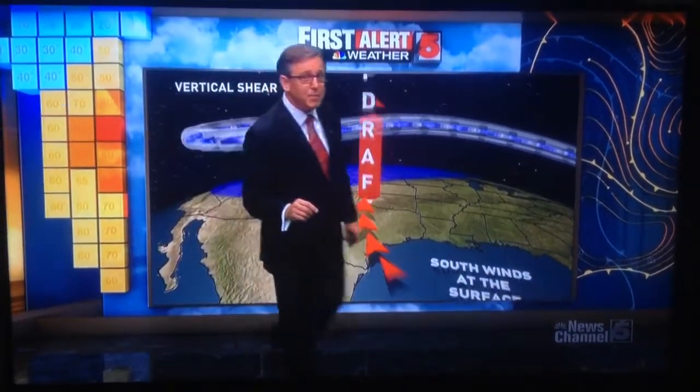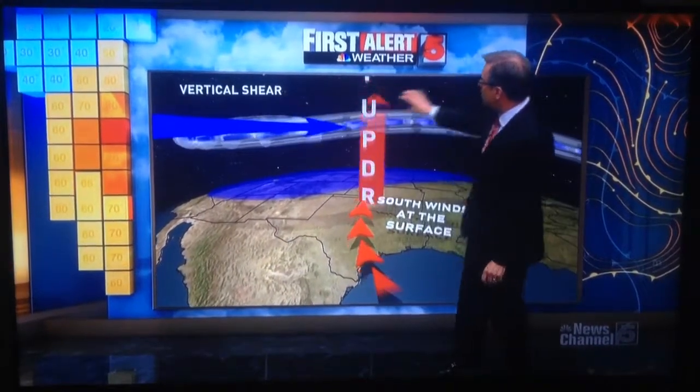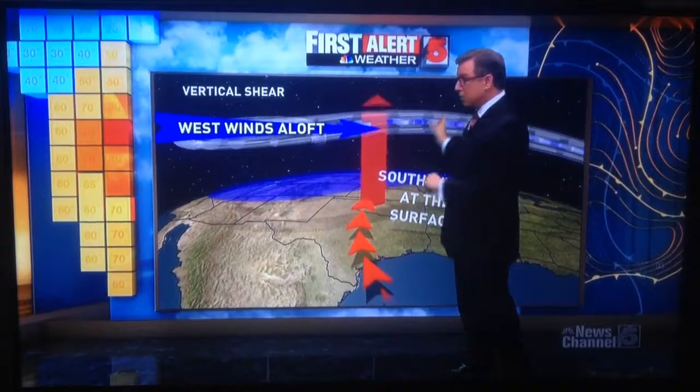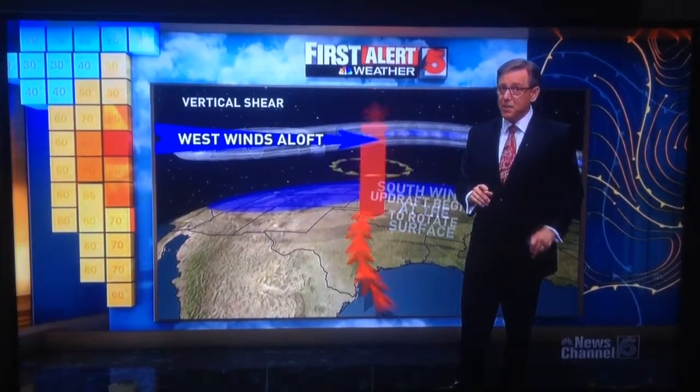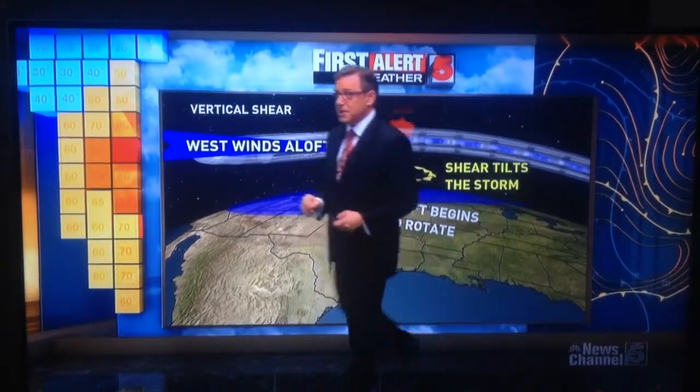But at the top of the atmosphere, we still have those west winds along. They're going to come along and take our updraft. They're going to tilt it, and that is the beginning of a very strong rotation. A powerful storm is taking shape now.